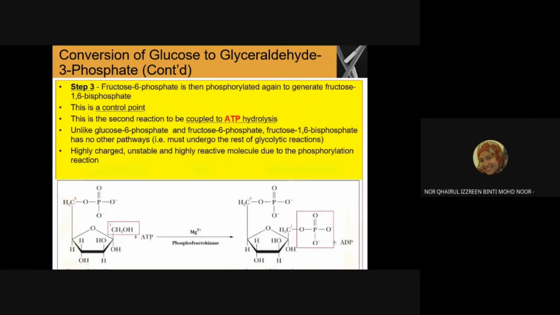And step 3 is fructose 6 phosphate. Fructose 6 phosphate is then phosphorylated to generate fructose 1,6 biphosphate, meaning you add another phosphate group. Fructose 6 phosphate has a phosphate group at carbon number 6, so when you phosphorylate it using phosphofructokinase, you add one more phosphate group at carbon number 1.